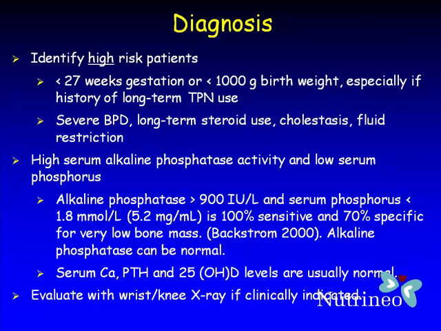Now, there are biochemical tests which identify a baby as being at risk, but the ultimate diagnosis is by X-ray. In general, a very high alkaline phosphatase activity in the serum and a low serum phosphorus are sensitive but not entirely specific for an abnormal X-ray. In fact, the alkaline phosphatase activity can be completely normal, and you can have rickets, and we can have fairly high alkaline phosphatase activities and not have rickets.